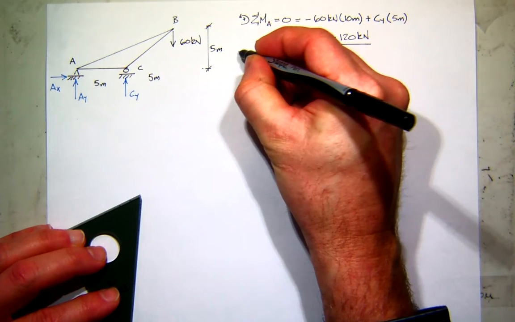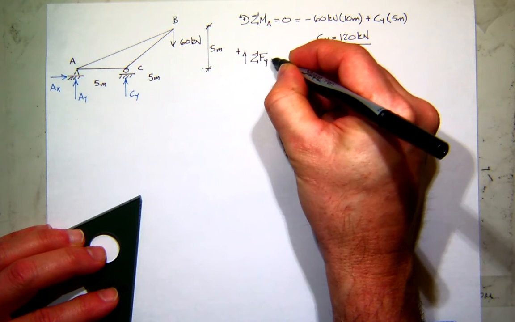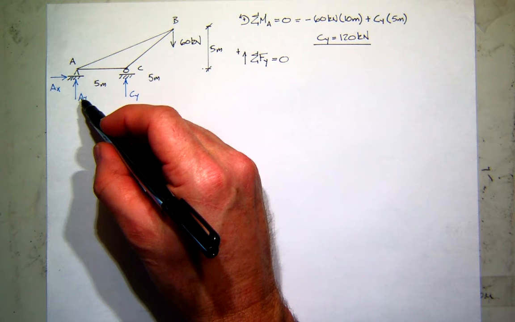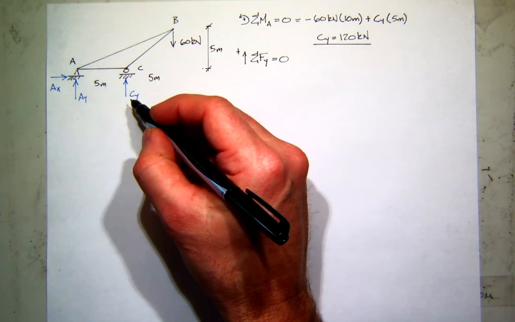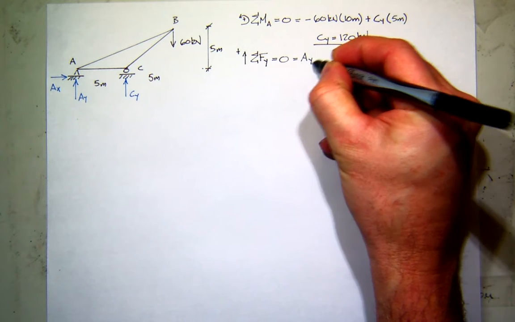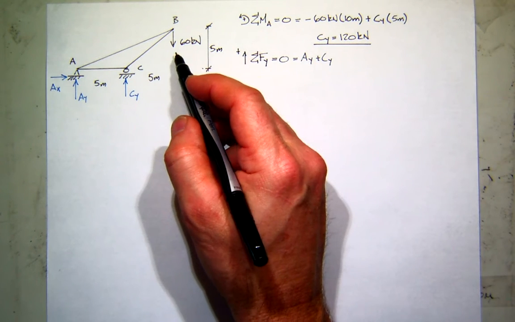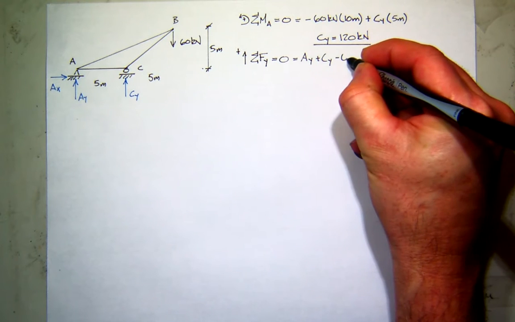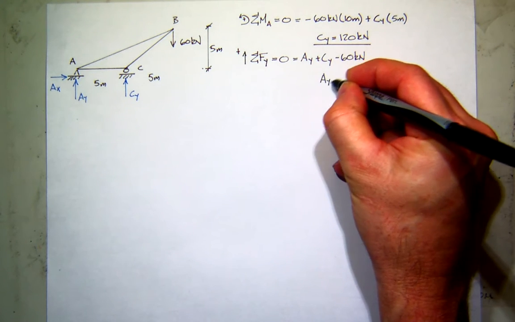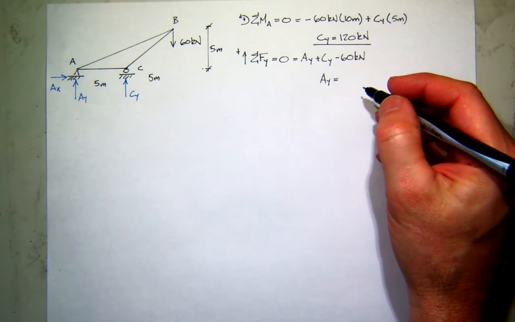So I'm going to now sum forces in the Y direction. I'm going to assume up is positive. So I've got AY, that's up, so that's positive. CY, I assumed that's up, so that's also positive. So AY plus CY. And then I've got this 60 kilonewton force down, so that's going to be negative. So what is AY equal to? Looks like it's negative 60.